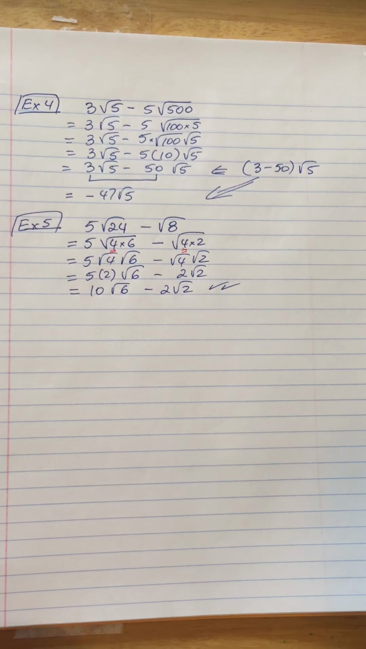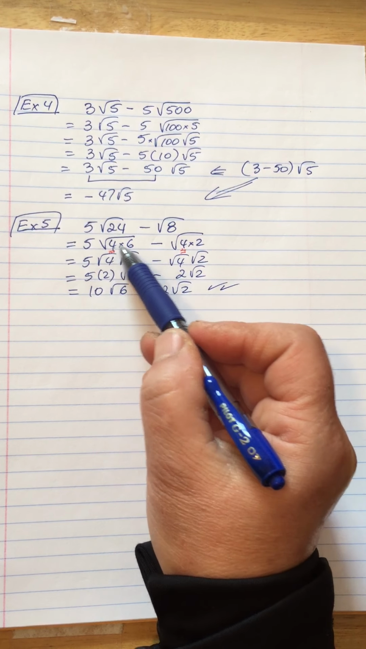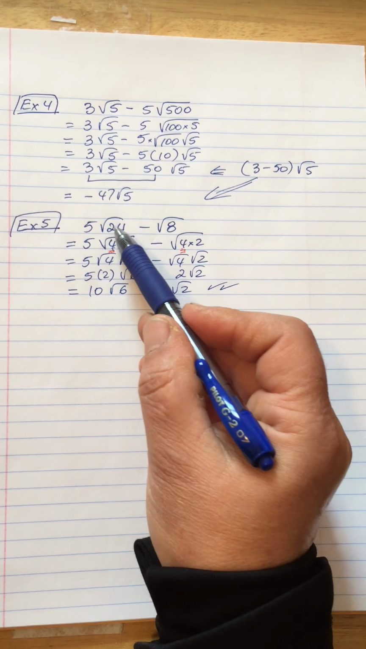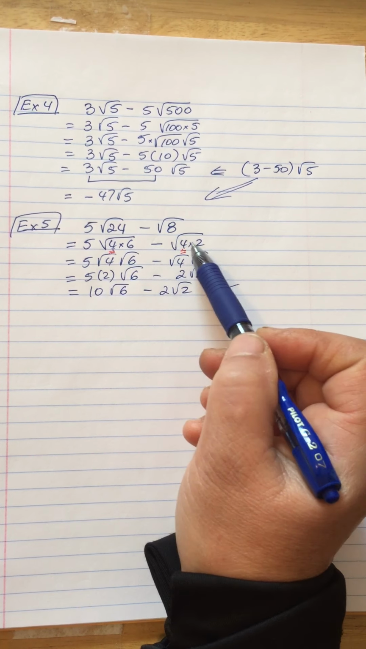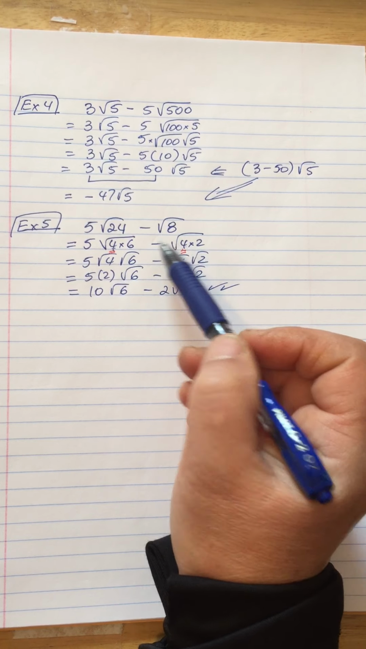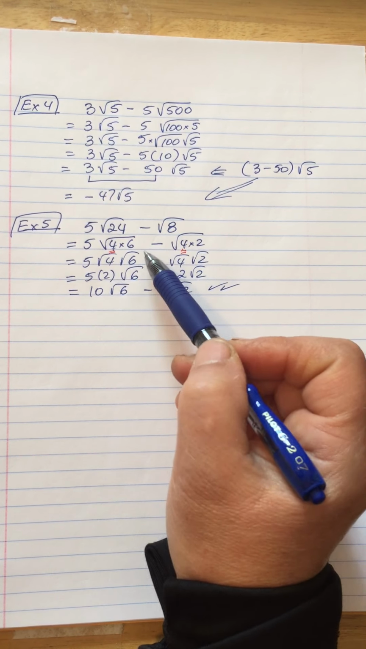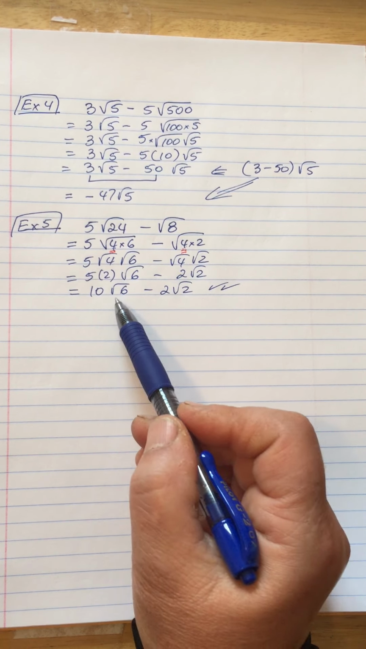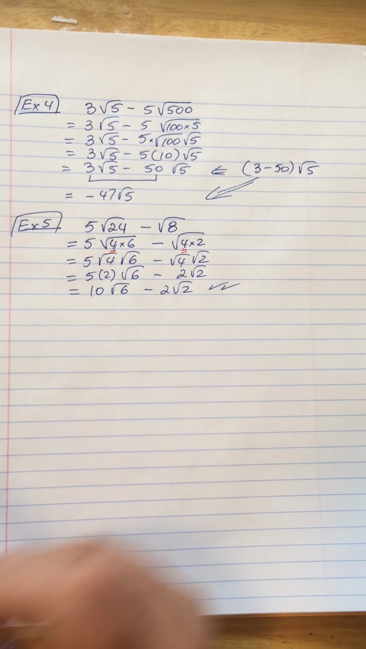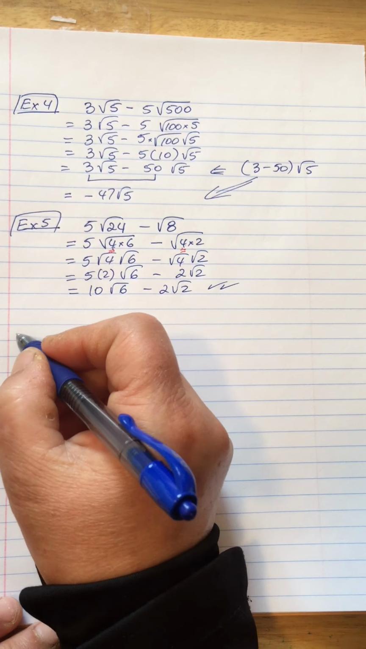And I have 10 square root of 6 minus 2 square root of 2. Done. I cannot simplify further. So in the moment that you write the radicand as a product of two numbers where one is a perfect square number, what is left is telling you that you just simplify and you cannot continue combining, even though you clearly see it in the last step. So example 6.